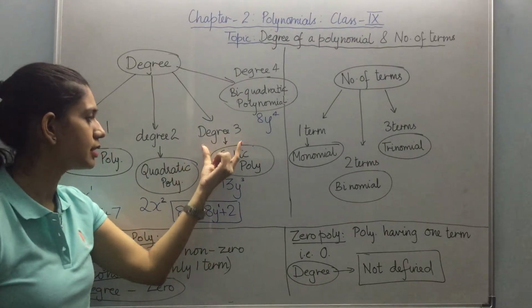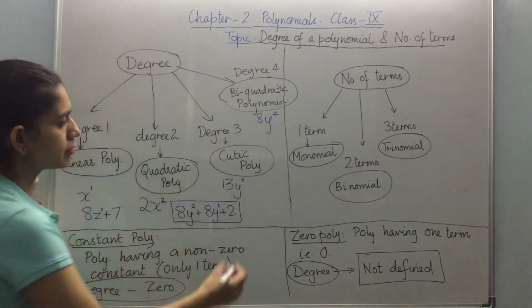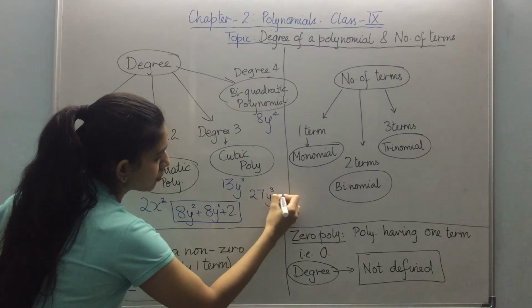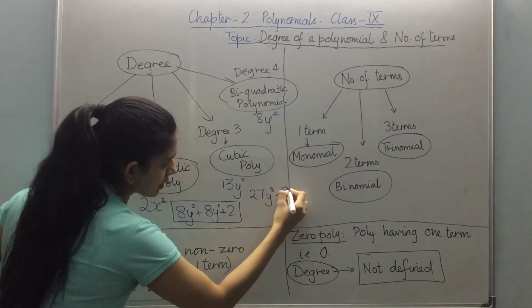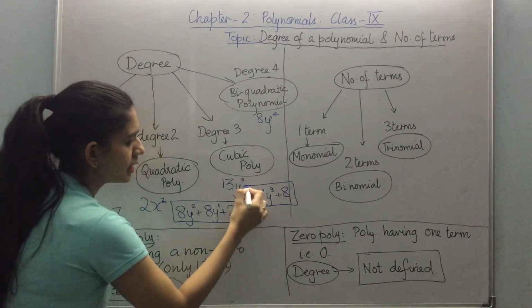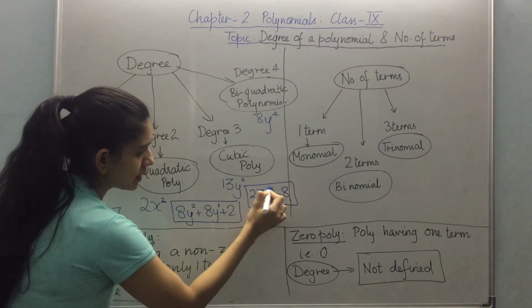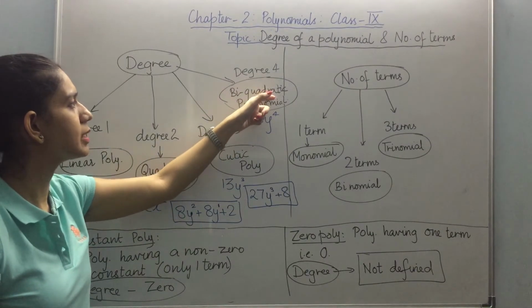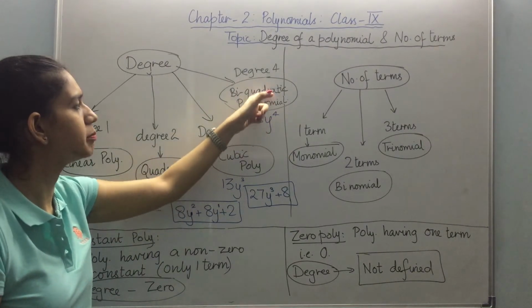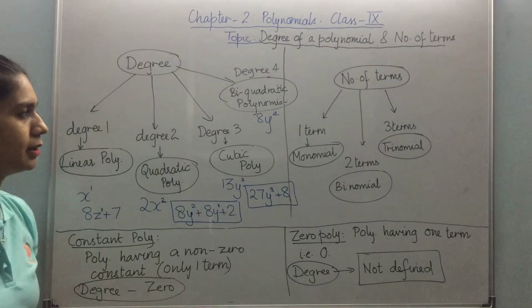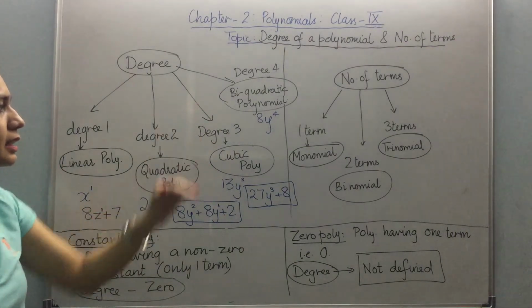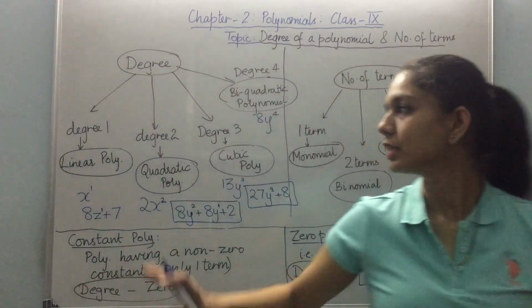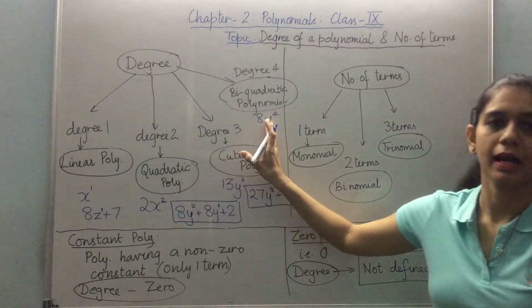Whenever the degree is 3, it is called a cubic polynomial. For example, let's say 27y cube plus 8. This is having the variable y with degree 3, so it is called a cubic polynomial. Similarly, when the degree is 4, we call it a biquadratic polynomial. So, you can keep on increasing the degree and the name keeps on changing. But for now, we just need to understand only till biquadratic.